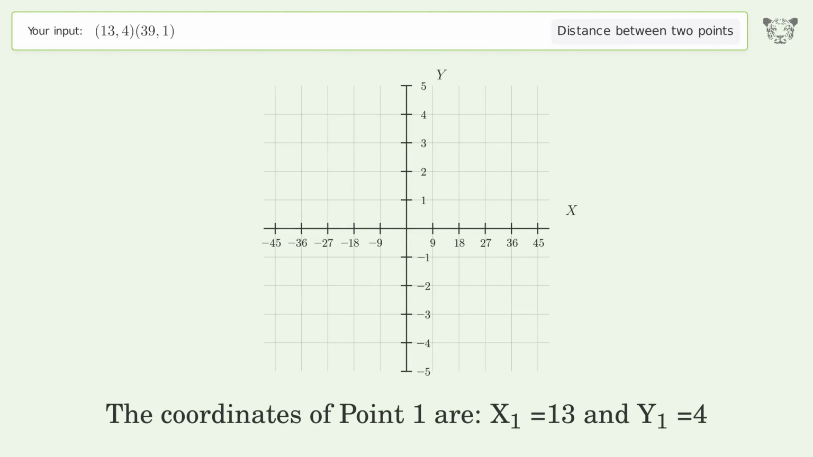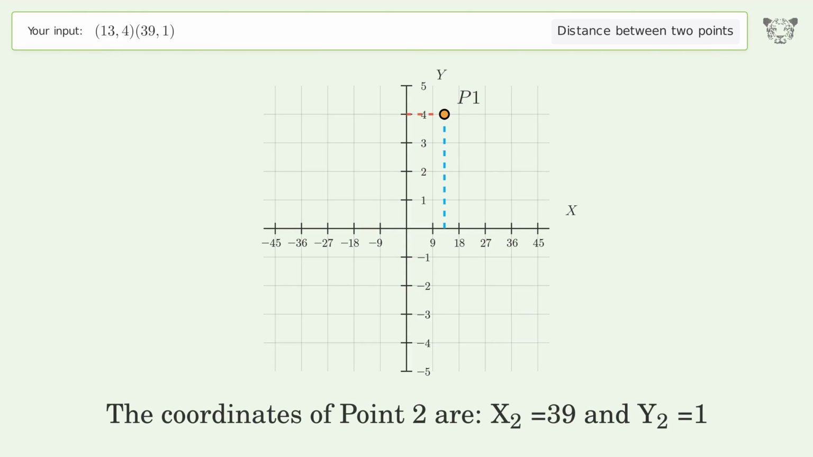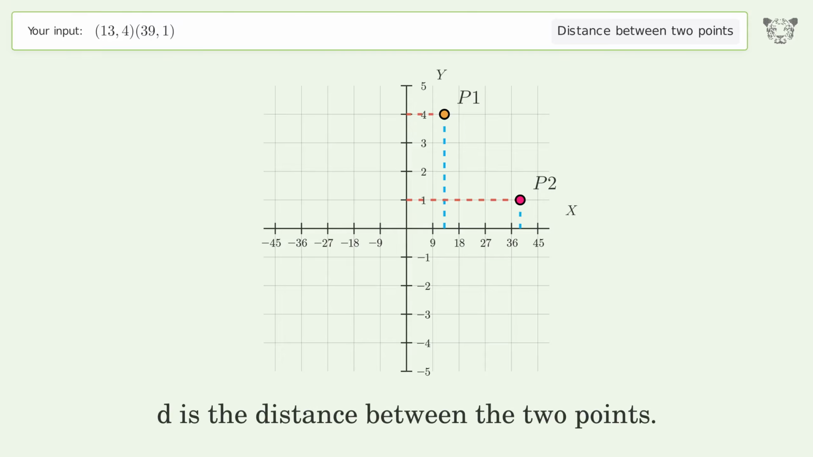The coordinates of point 1 are x1 equals 13 and y1 equals 4. The coordinates of point 2 are x2 equals 39 and y2 equals 1. D is the distance between the 2 points.